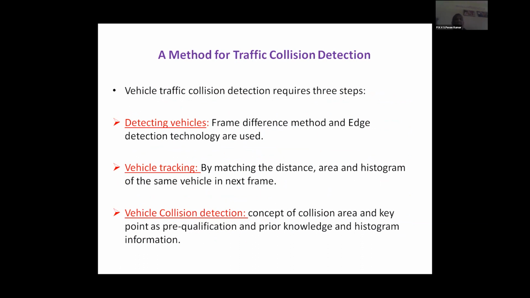Next step is vehicle tracking. So once you detect vehicles, vehicle tracking is needed. This can be done by matching the distance, area, and histogram of the same vehicle in the next frame. And the next thing is vehicle collision detection, which can be done. Here the concept of collision area and key points as a pre-qualification, and prior knowledge and histogram information is used.